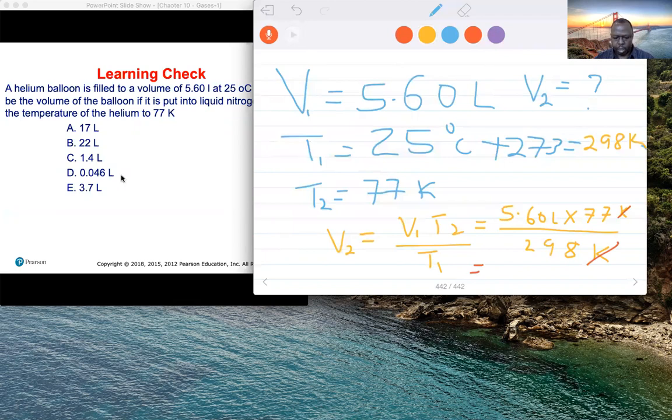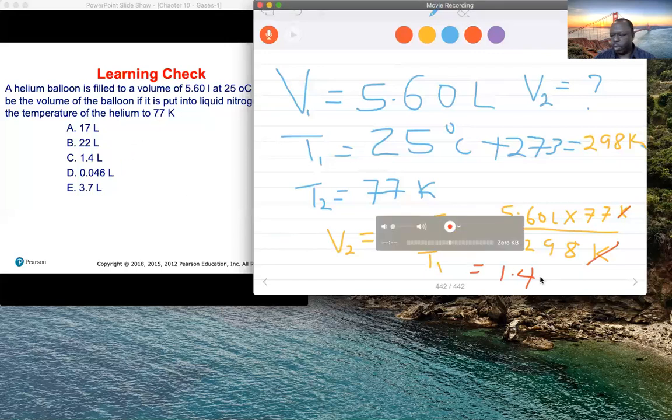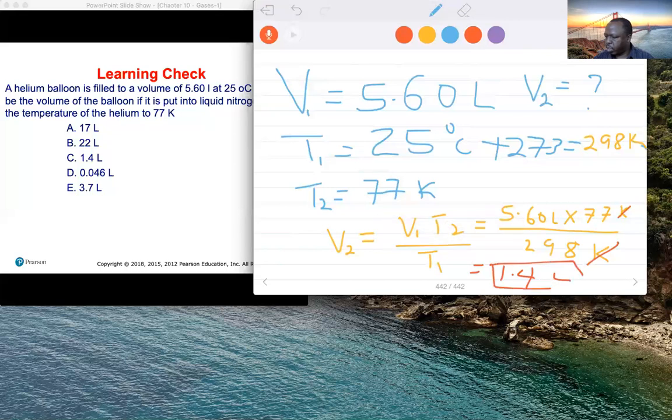Divided by 298, 1.44. Two significant figures because of 77, therefore 1.4 liters. This is how you use Charles' law to find the volume.